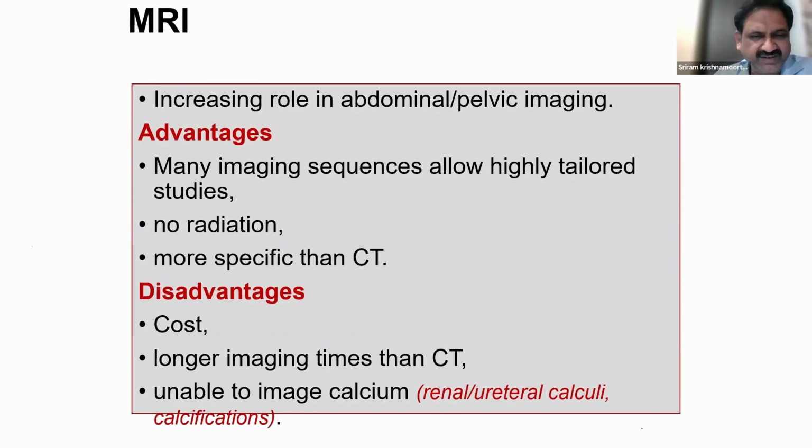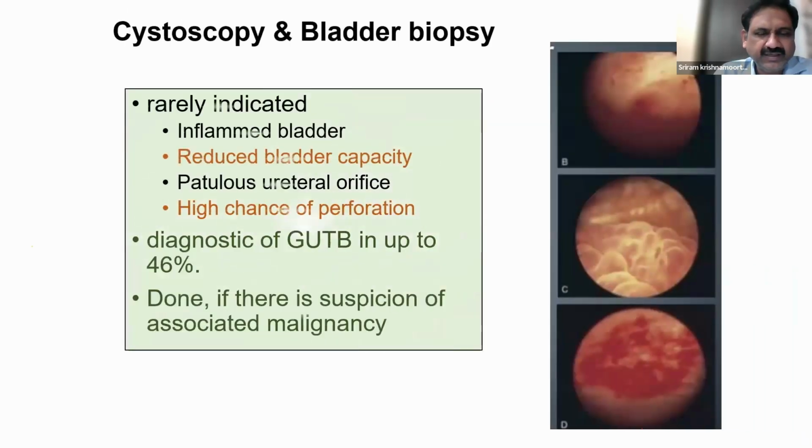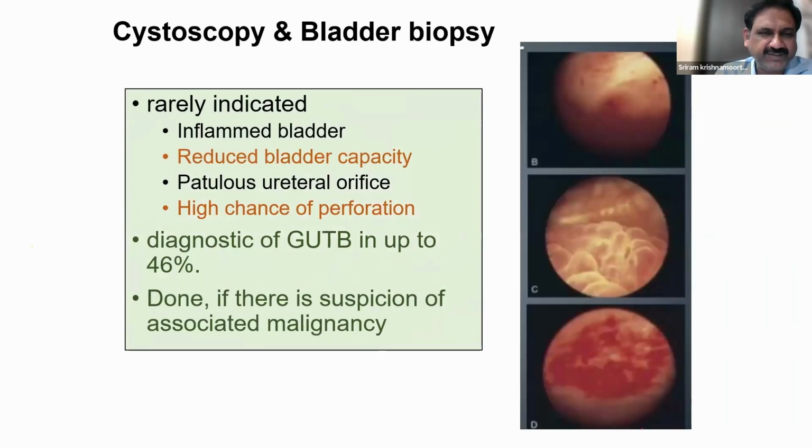These are the advantages and disadvantages of MRI I've listed. Most of it I've already talked about. So move on to the next slide, please. And the cystoscopy and bladder biopsy. Cystoscopy is not a routine test that we do in patients with GTB. Most of the time, the decision is taken based on the clinical findings, radiological findings, with or without microbiological documentation or with your CBNAAT.